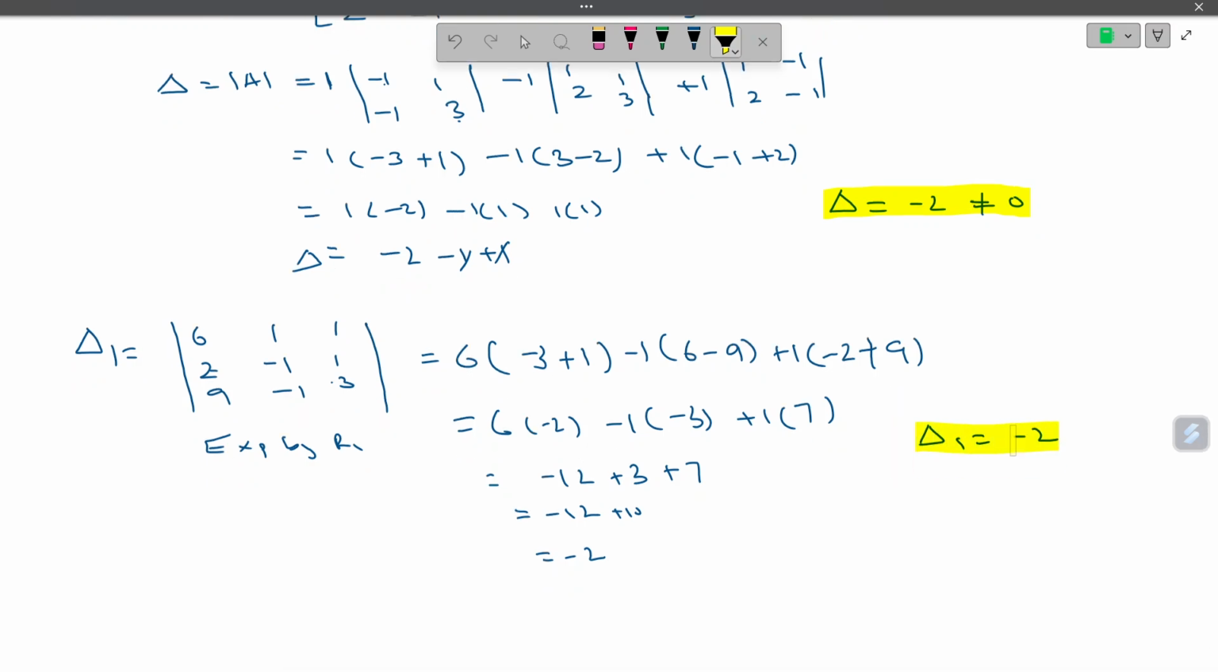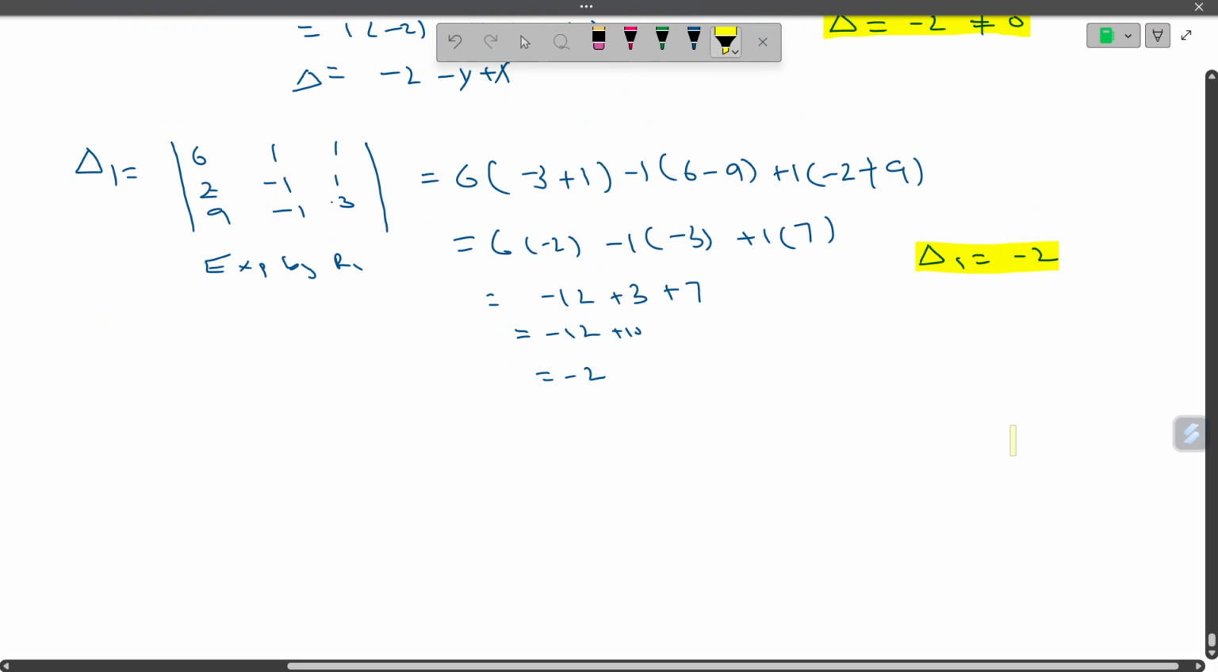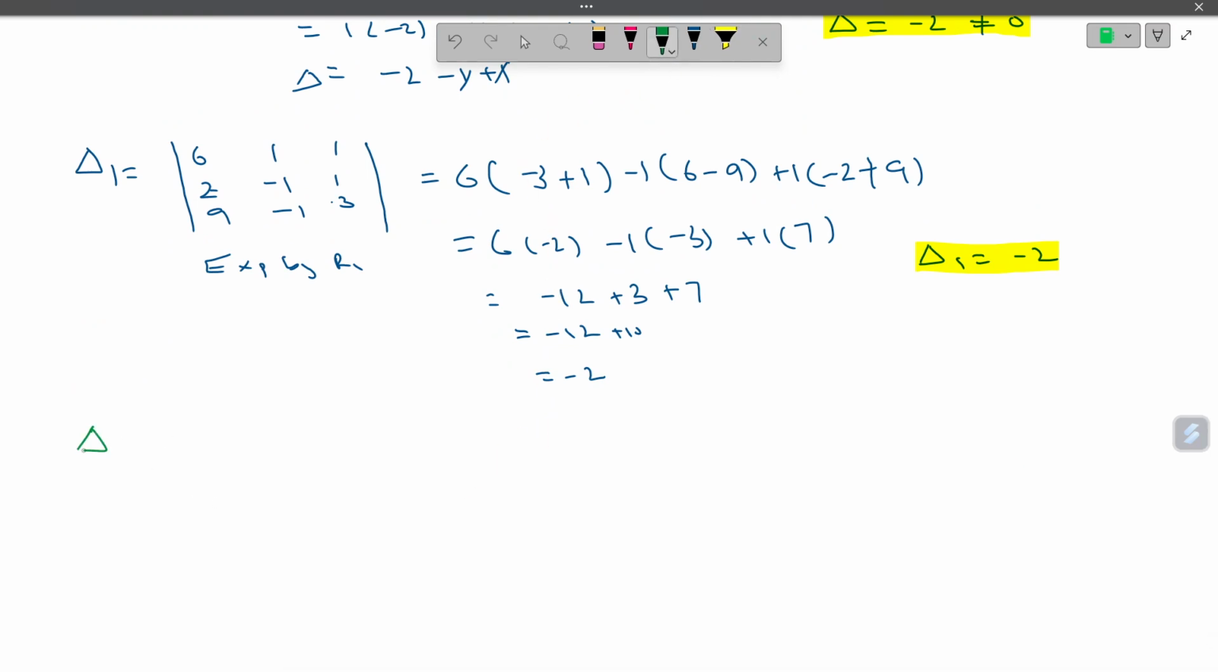Now we'll go for del 2. What is our del 2? X as it is, X is 1, 1, 2. What is 1, minus 1, minus 1? You have to replace by 6, 9 for del 2. 1, 1, 3 as it is. Again expanding by R1. 1, leaving this and this. 2 times 3 is 6.